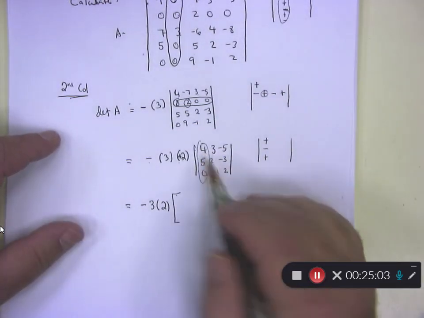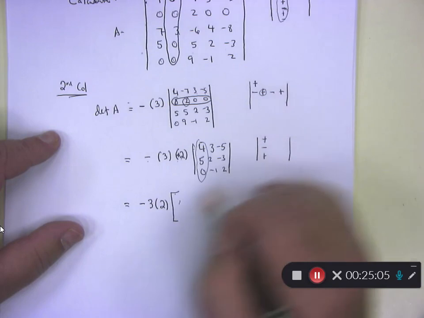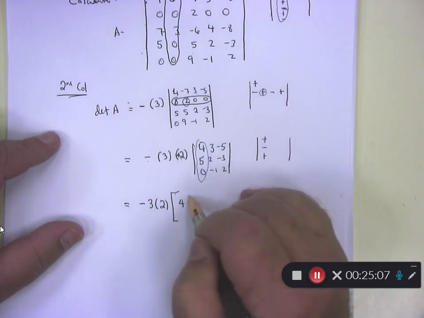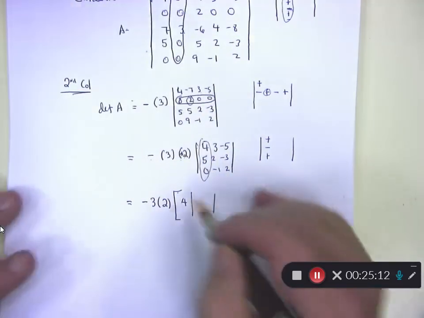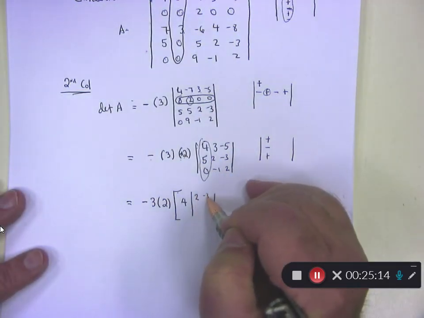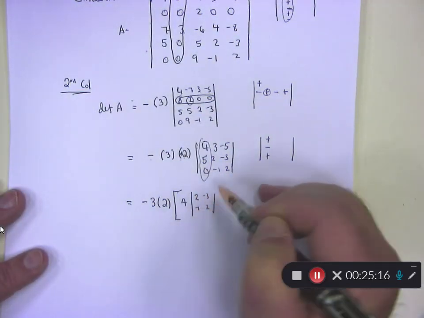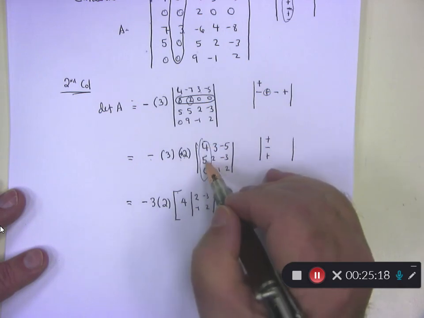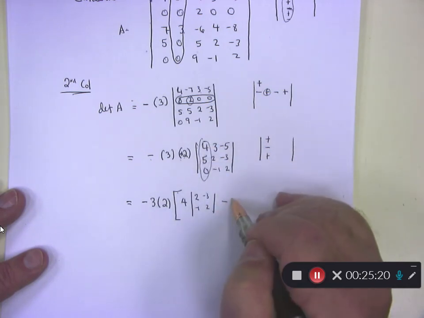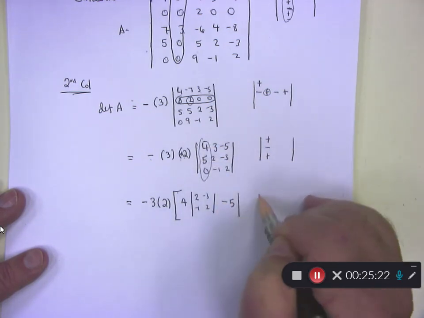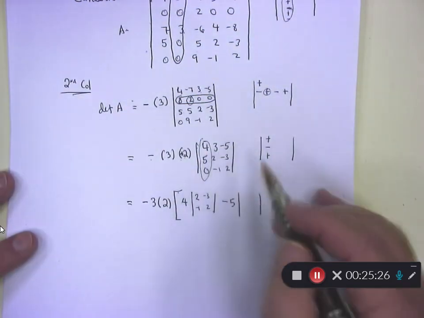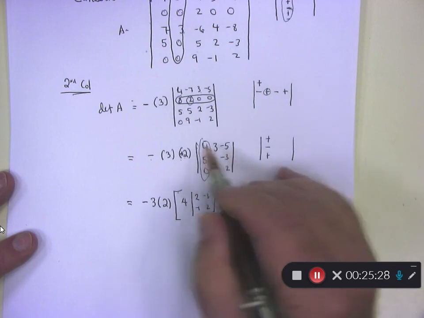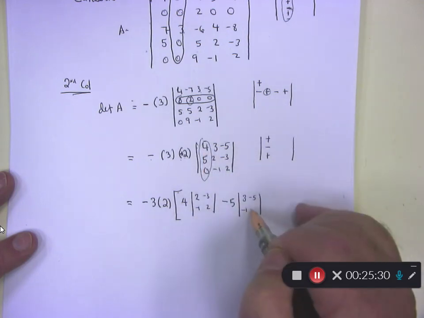That is 4. That's going to be a positive 4 times the minor matrix. Knock off the row and column with that in there, and I got 2, negative 3, negative 1, 2. Okay, and now it's going to be a minus on the 5 times, you knock off the row and column with that guy on there. I got 3, negative 5, and the negative 1, 2.